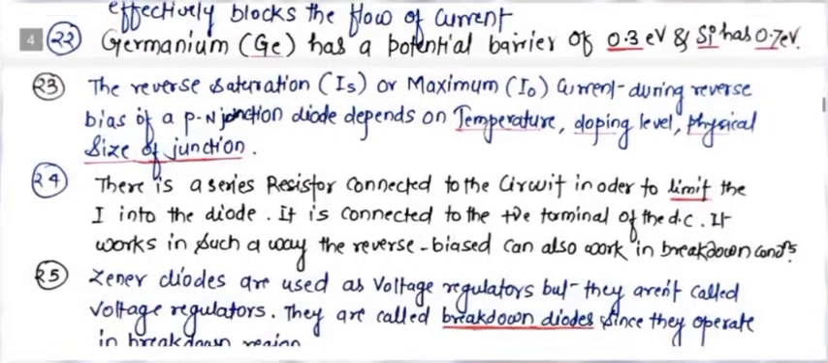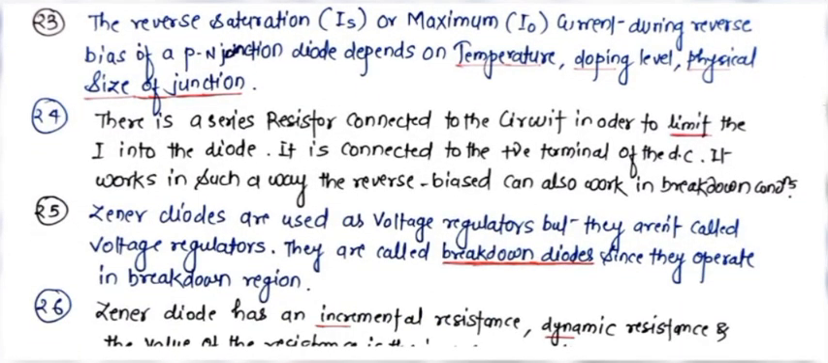Reverse saturation current I0, or maximum current during reverse bias of a PN junction diode, depends on temperature, doping level, and physical size of the junction. There is a series resistor connected to the circuit in order to limit the current into the diode. It is connected to the positive terminal of the DC. It works in such a way that the reverse bias can also work in breakdown condition.